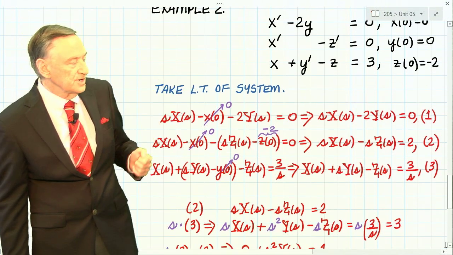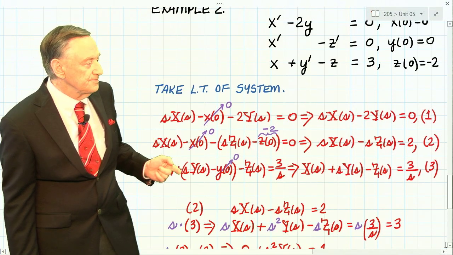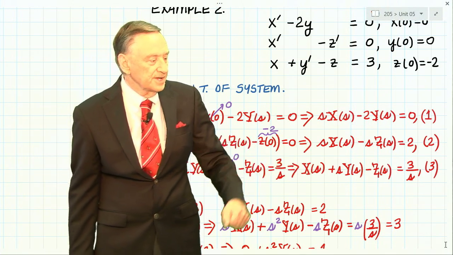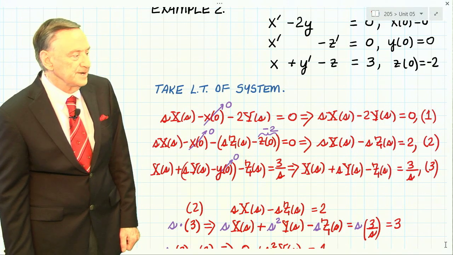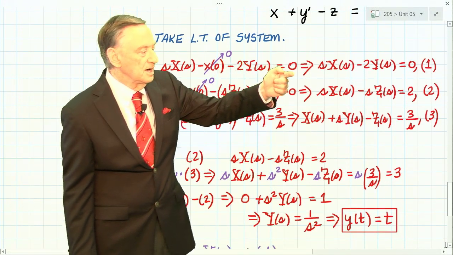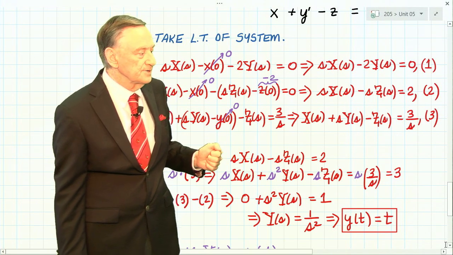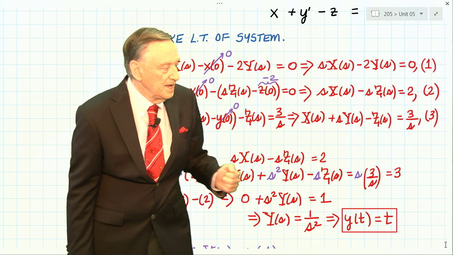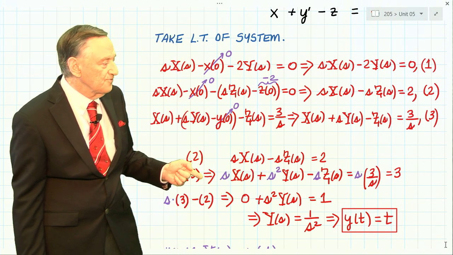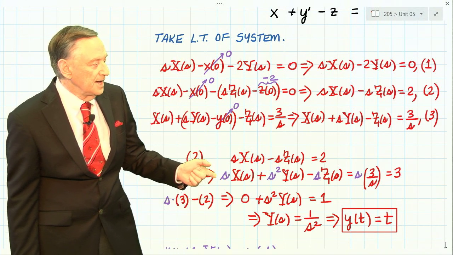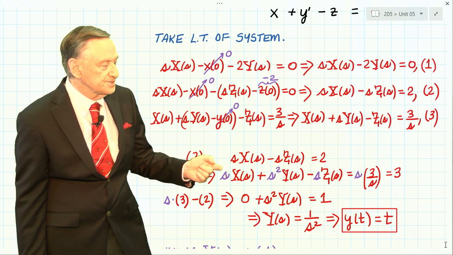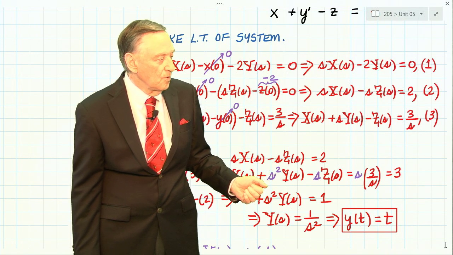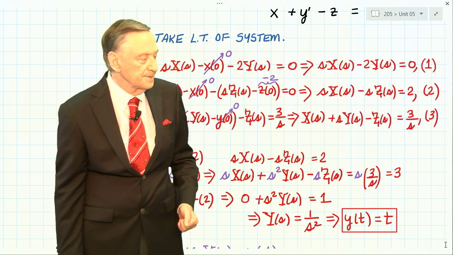Then we take the Laplace transform of the third equation, substitute for y at 0, a 0, and we get the form that you see there for equation 3. Well, if we take equation 2 and just rewrite it right here, and we're going to multiply equation 3 by s, and then we're going to subtract equation 2 from equation 3 and eliminate our capital X and get s squared capital Y of s is equal to 1.